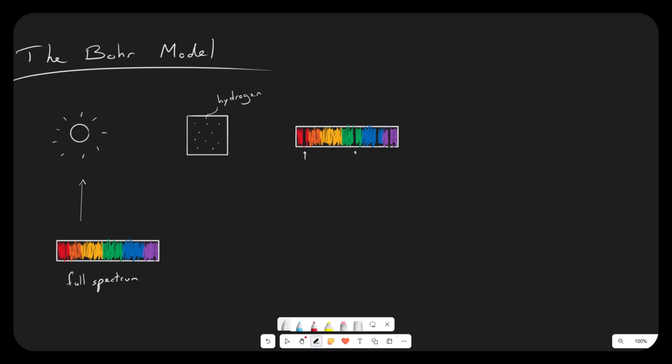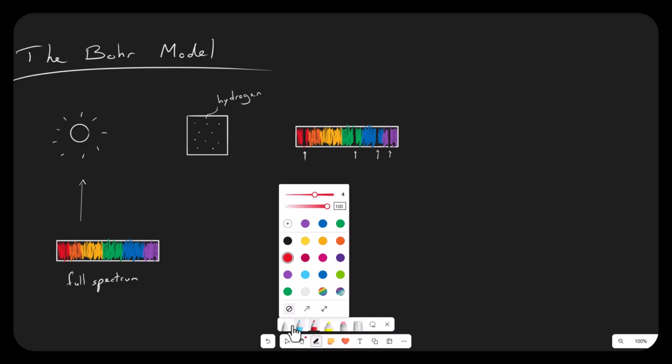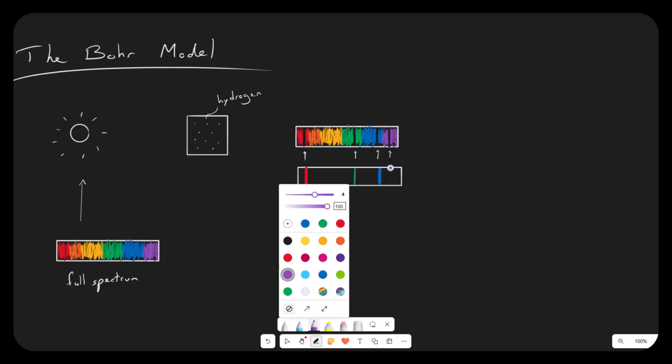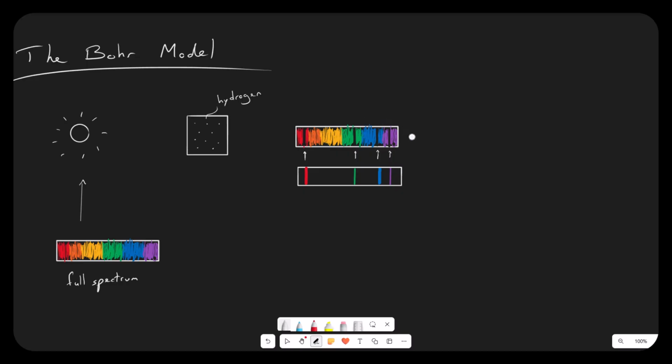So there are these spaces that we have to account for, and we do account for them. We might have separately a spectrum we draw that looks like this, that has only those lines. This top one is called an absorption spectrum, and this bottom one is called an emission spectrum. And as you can see, they just add up to be a full spectrum.